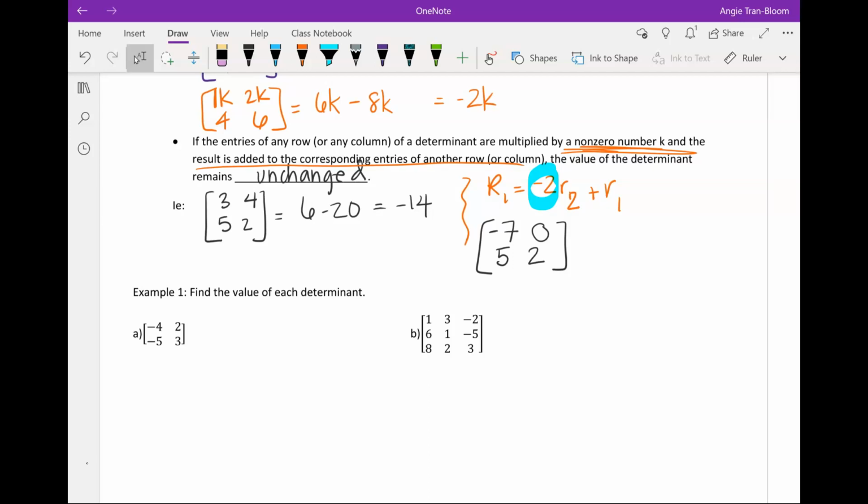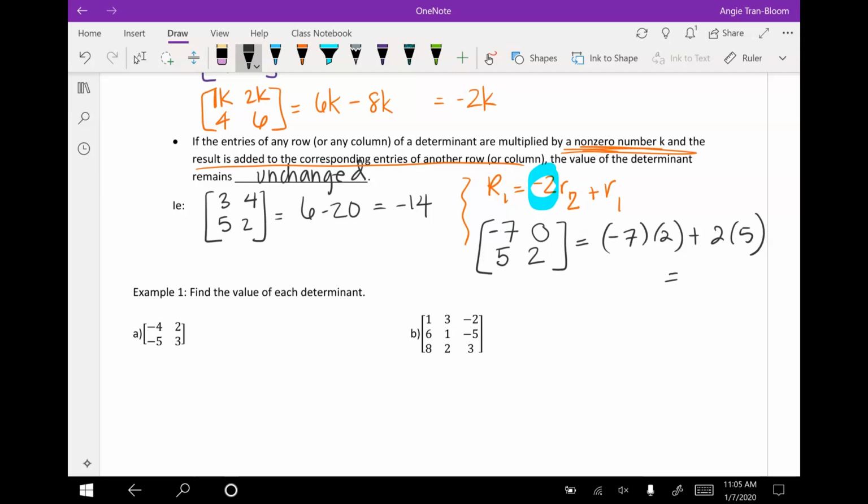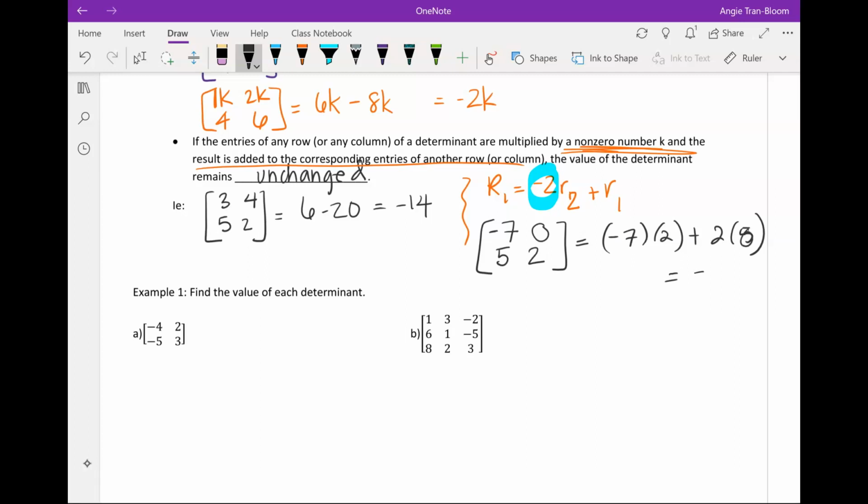So now the result should be negative 14. Do you agree? Is the determinant still negative 14? It's negative 7 times 2 plus 2 times 5 times 0, and so that's going to be negative 14. So all of those theorems are true.